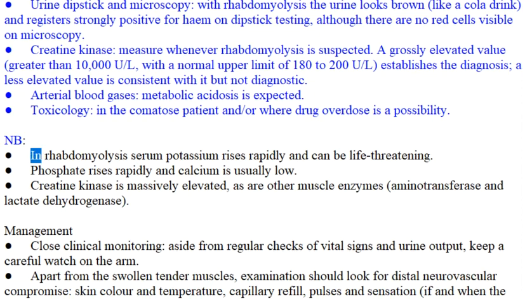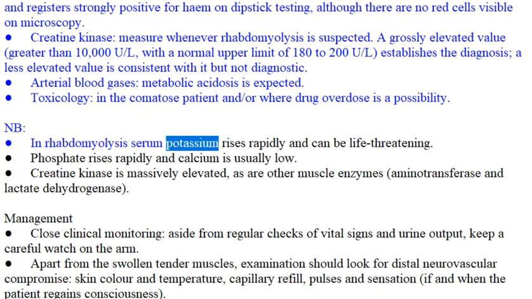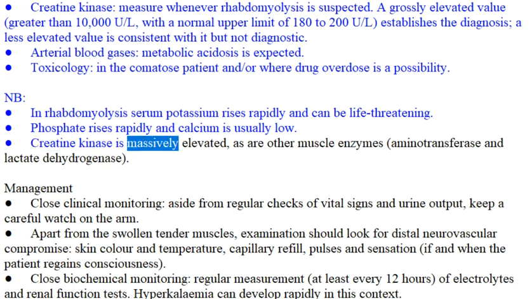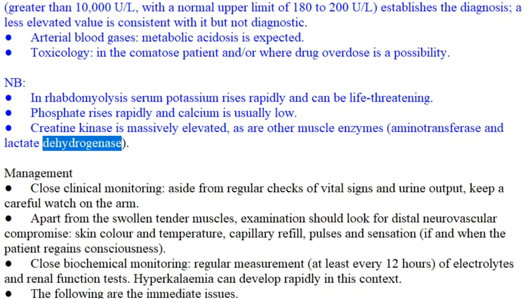NB. In rhabdomyolysis, serum potassium rises rapidly and can be life-threatening. Phosphate rises rapidly and calcium is usually low. Creatine kinase is massively elevated, as are other muscle enzymes, aminotransferase and lactate dehydrogenase.